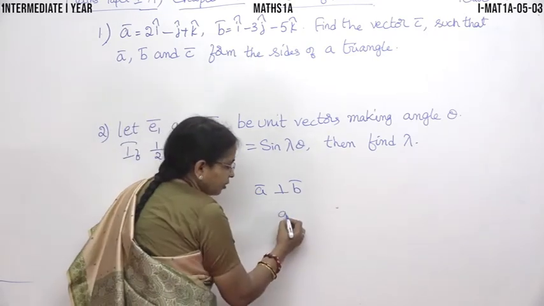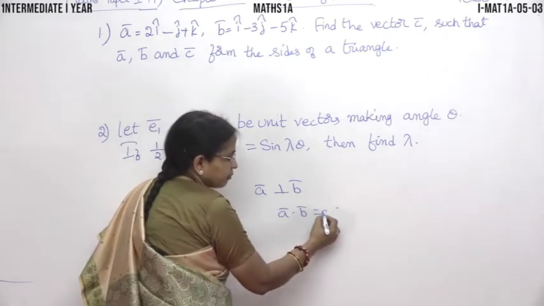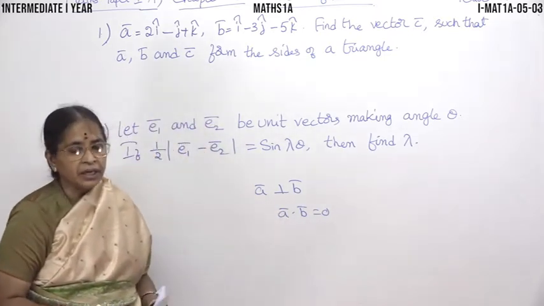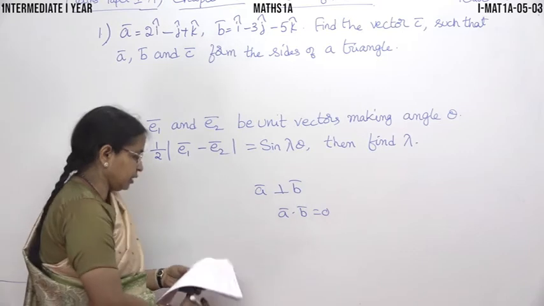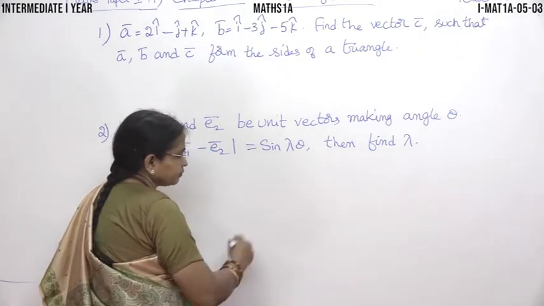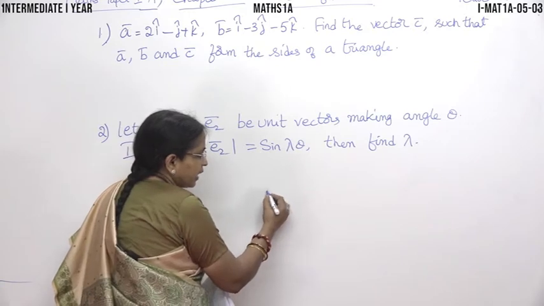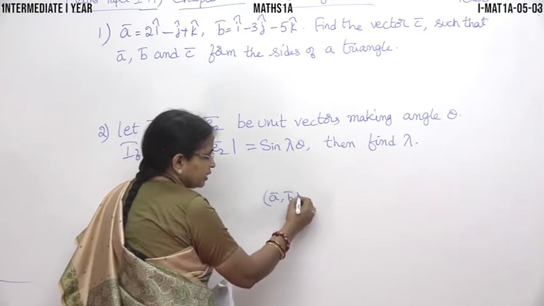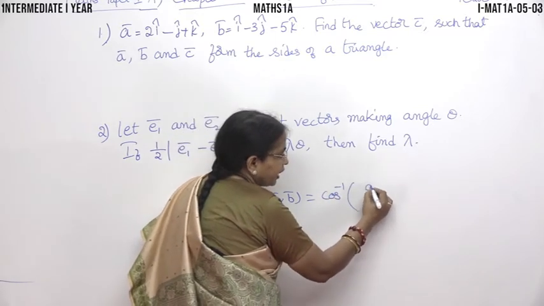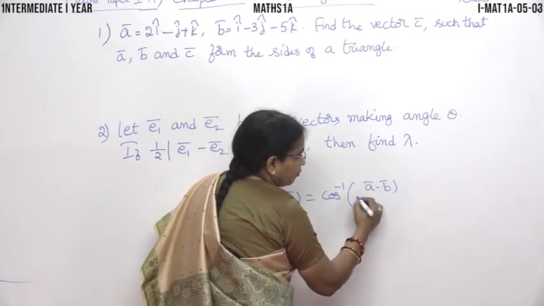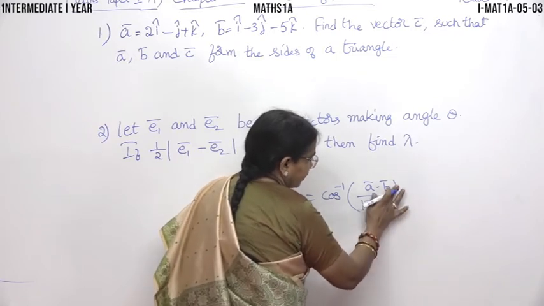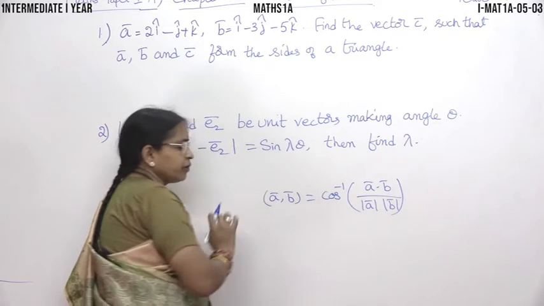Then A dot B will be equal to 0. If A and B are perpendicular non-zero vectors, then A dot B is equal to 0. And then we also learned this property: suppose the angle between A and B vectors is given by the formula cos inverse of A dot B by mod A into mod B. We learned this property, this formula.